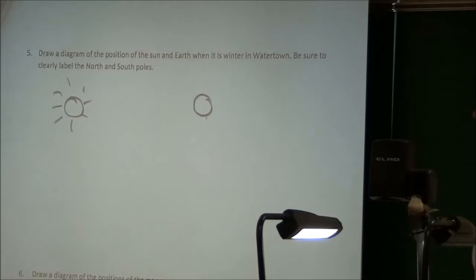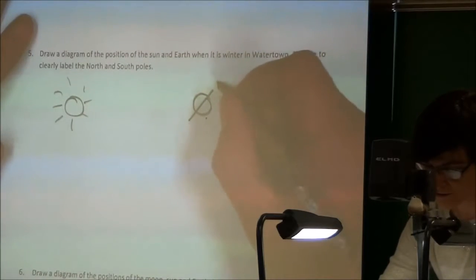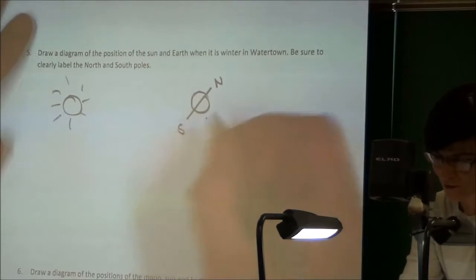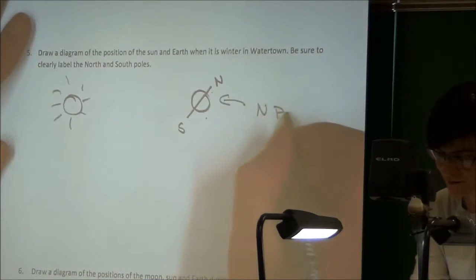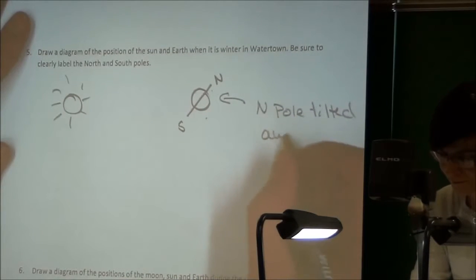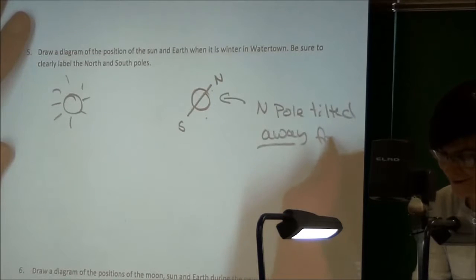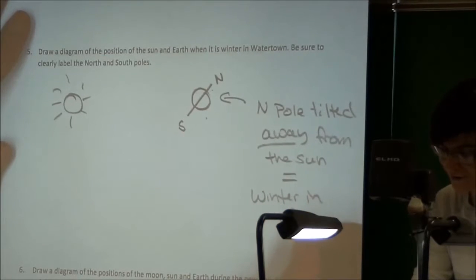So how should I draw the axis now? As I'm looking at it, the tilt's going to go this way, exactly. It's going to be tilted away. So the northern hemisphere, or the North Pole, is tilted away from the sun. That's winter in Watertown.